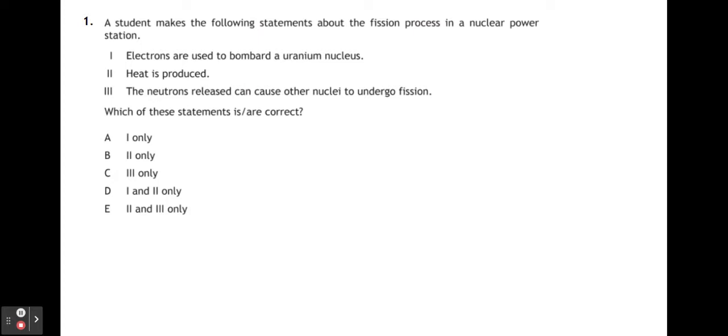Okay, so first of all, electrons are used to bombard the nucleus is not true. It is neutrons which are used to bombard the uranium nucleus. Heat is produced, and the neutrons that are released can go on to collide with further nuclei, causing further fission reactions. That is true. So 2 and 3 are correct. Answer E.